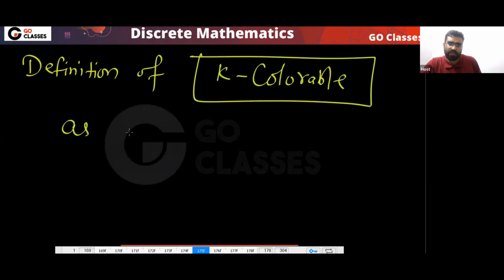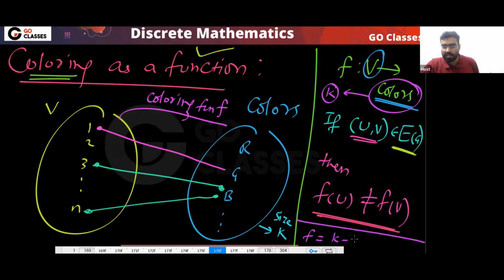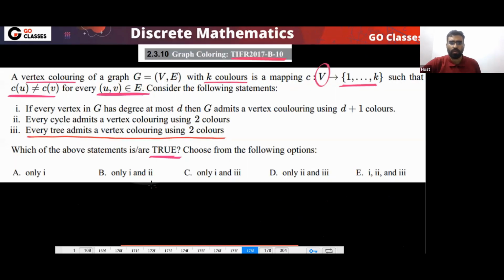Definition of k colorable as a function. And what is k? This is the size k, meaning the number of colors is k. How many colors do you have? Total k colors. Then we will call this f k colorable, because this is your coloring function. So this is the definition of colorable. This is not the definition of chromatic number.